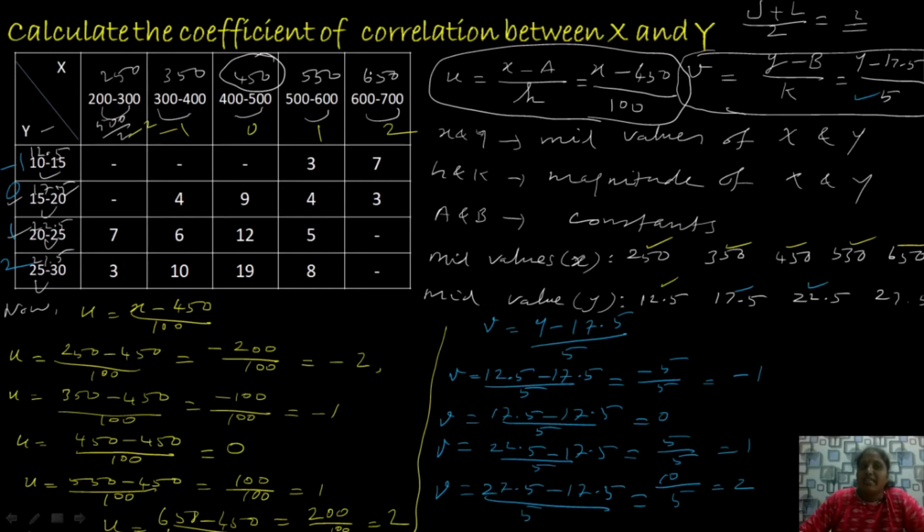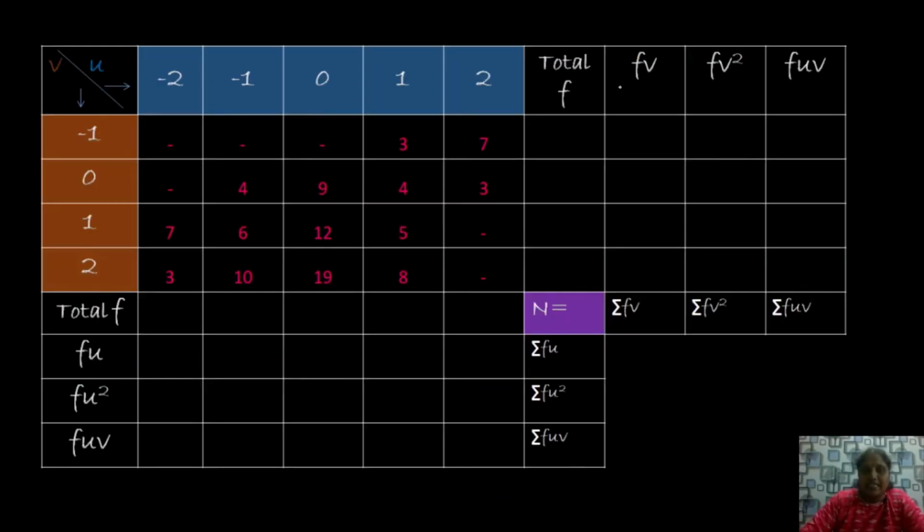So instead of taking the values of x in terms of class intervals, we have converted them into u and v, and now we go for our calculation part. For that, I am going to construct a table along with the values of u and v that we have just calculated. v takes the value minus 1, 0, 1, 2 and u takes the value minus 2, minus 1, 0, 1, 2 and corresponding frequencies given here. Now we have to calculate these values for the calculation of correlation coefficient.